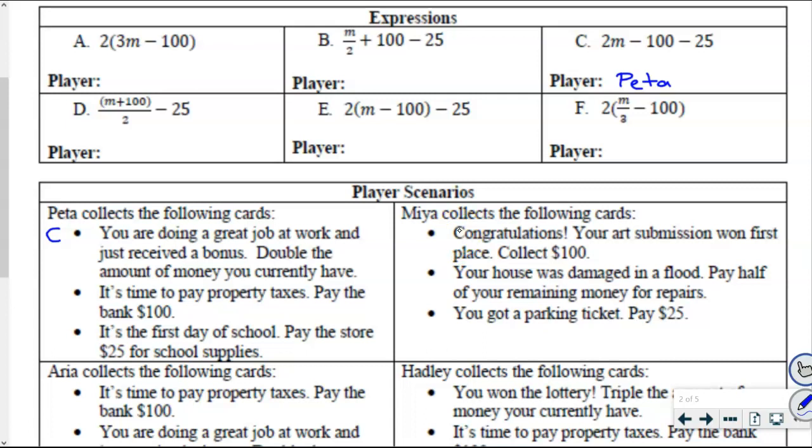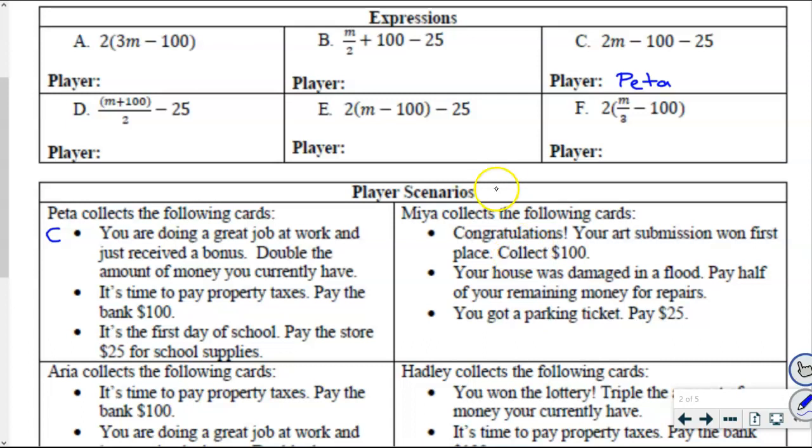Talk with your groups real quick. Explain why the situation or the player that you have chosen matches what we just said. Collecting $100 first. Quick discussion at your tables. Ready, set, go. Okay. And voices off. If we're looking for an expression that shows we're collecting $100 first, what is that going to look like?